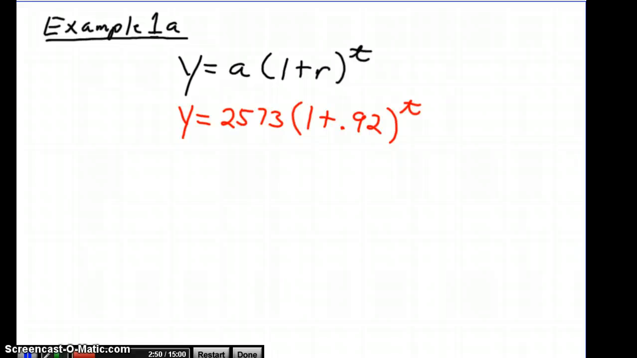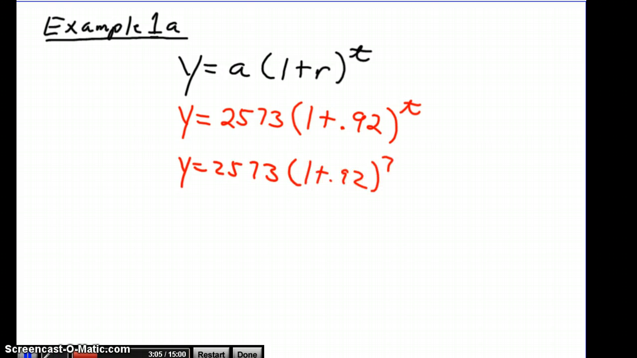Now they're going to ask you the next question, which is this. About how many incidents were there in 2003? So how many years passed by from 1996 to 2003? 7. So you're going to put a 7 in for the T, and that's what you're going to see here. Here's a 7 I'm putting in for the T. So now go stick it in the calculator and punch out the answer.